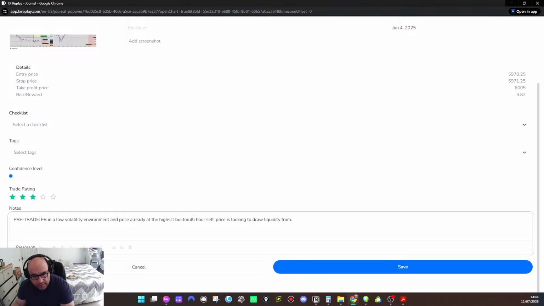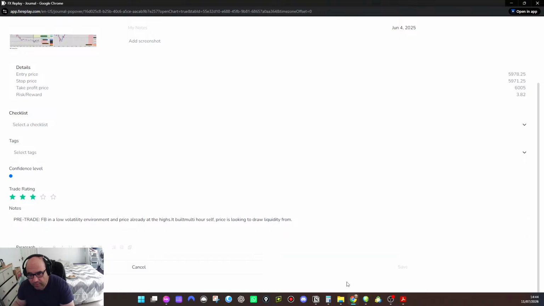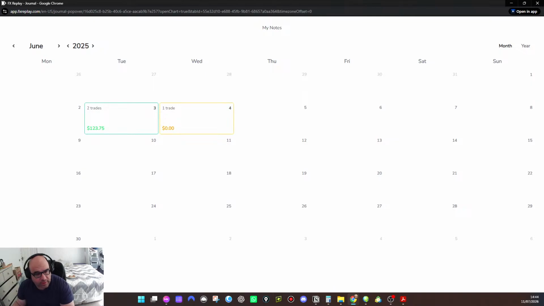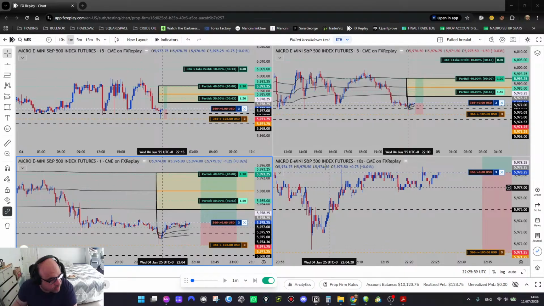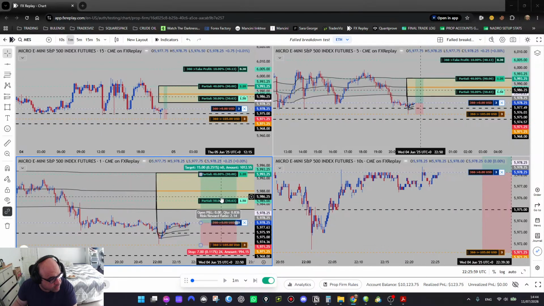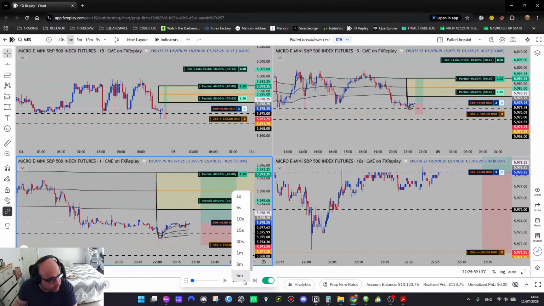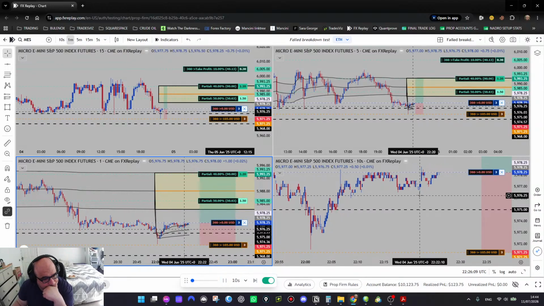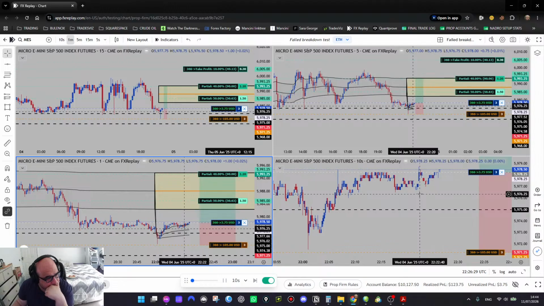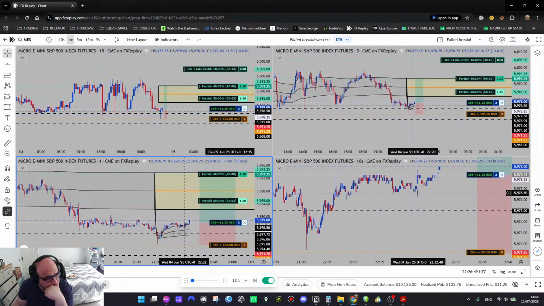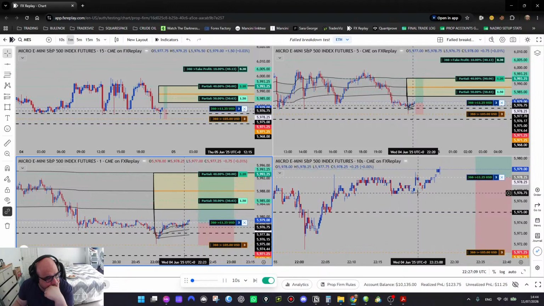that's a pre-trade screenshot. We're saving it. And okay, let's take the trade now and see how that goes. I have big doubts. Just gonna put it in the 10 seconds. And let's go. Okay. Price coming.